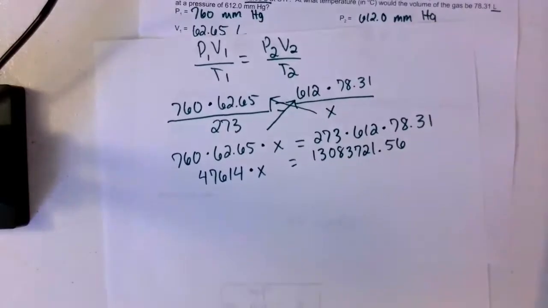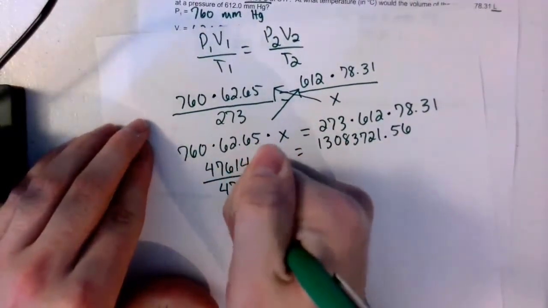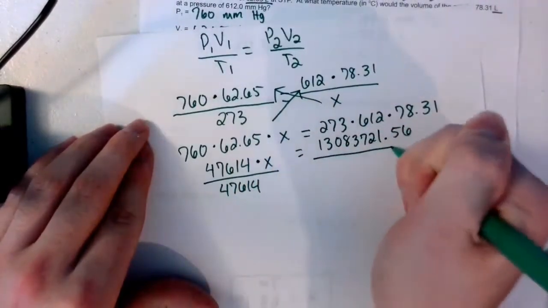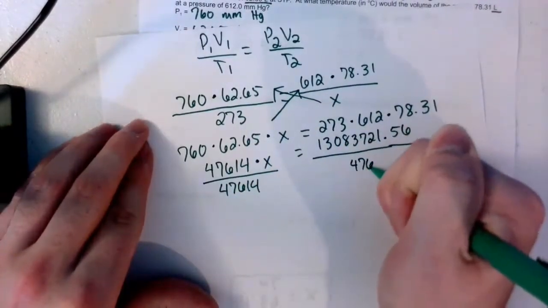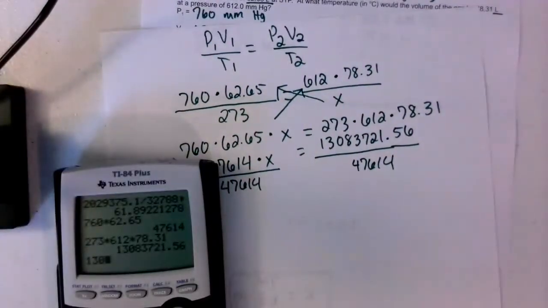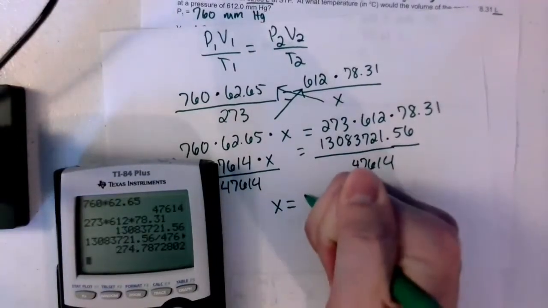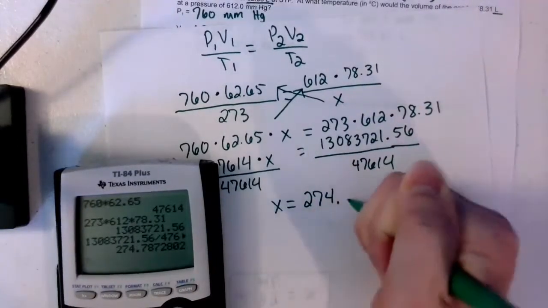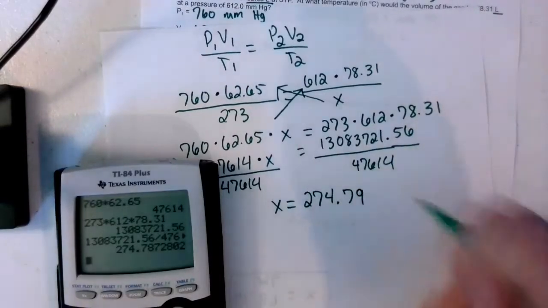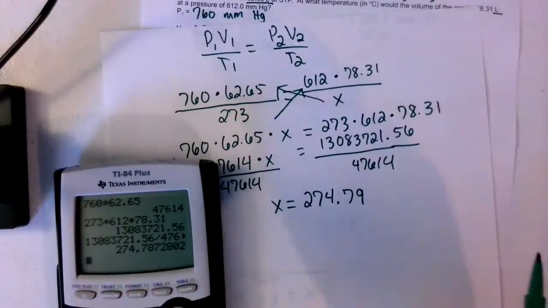So to solve for x, I'm just going to divide both sides by this 47614. So now I'm going to do 1308371.56 divided by 47614. Alright, x equals 274.79. I just rounded, so 0.787, I just rounded up to 0.79.